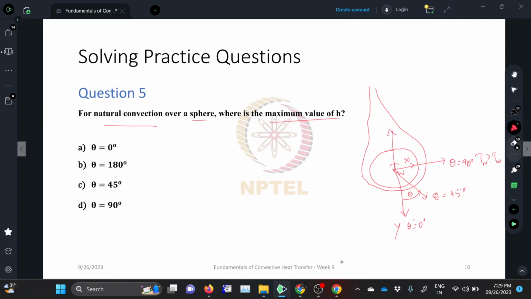Sorry, I couldn't draw this. And theta equal to 180 degree over here. So among these four locations, location A, B, this is C, and this is D. Among these four locations, where would be the value of h maximum?